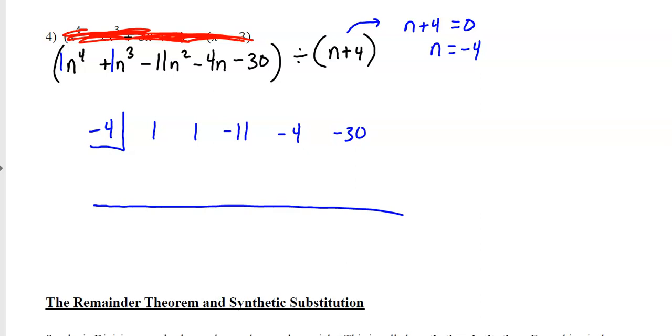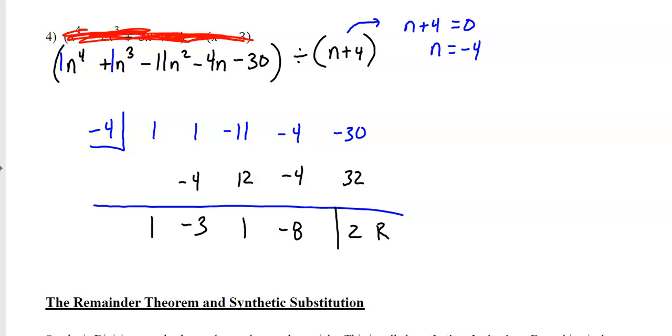And now here we go. Here comes the game. So I slide the 1 down to get me started. Now I multiply. Negative 4 times 1, negative 4. Add those up. Multiply, add those up, multiply, add those up, and multiply, and add those up. Remember, this is the remainder.